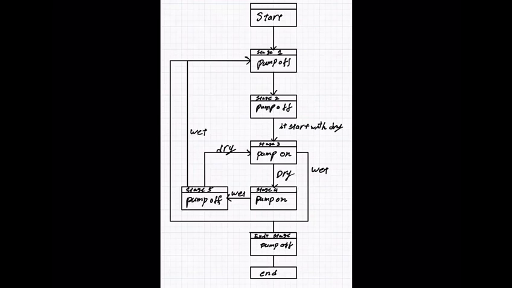Here's my simple flowchart from my system. So first start, and then the pump is off. It starts the loop, always starting with the dry soil, and then the pump is on, and then it will try to keep it on. When it's wet, it's off, and then if it's dry, go back to the loop, except if you press exit.